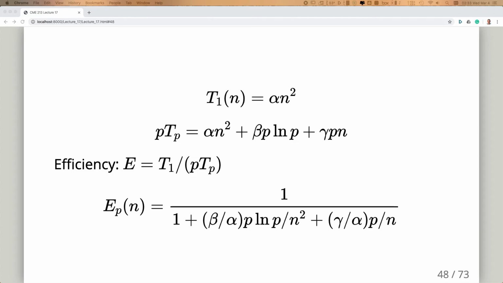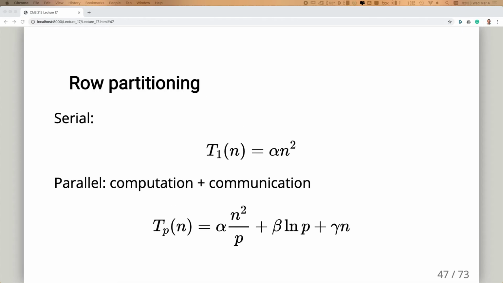Sorry, I might have missed this, but how did we come up with the expression for the line above it? Oh, this was just the previous slide, right? Just P times TP, where we estimated the running time for the computation and the running time for the communication based on the table that I gave you. Right, and the second two terms are from the table.